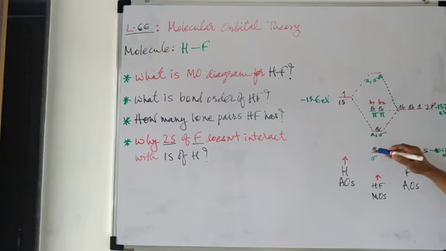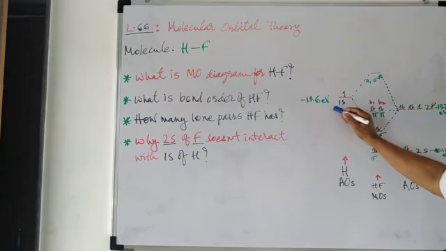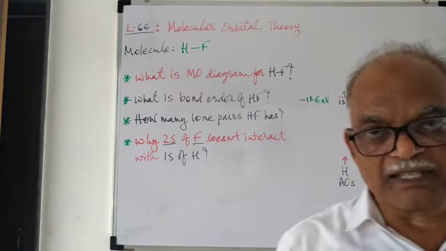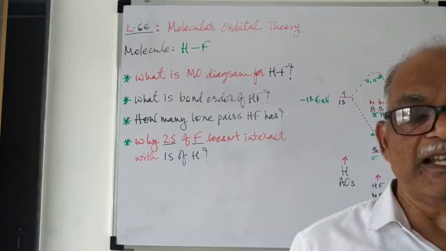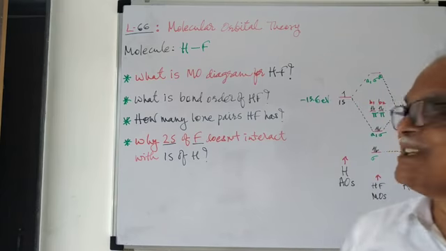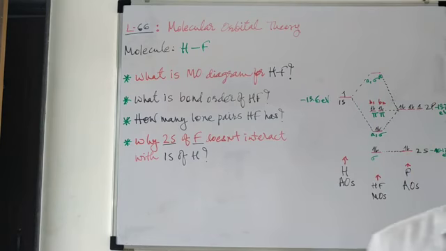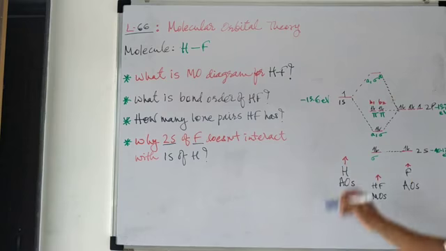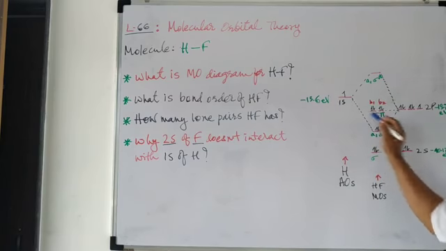If you see the difference between the energy values of the 1s of hydrogen and the 2s of fluorine, you will find that the difference is much larger. And we know that if the difference in energy between the 1s of hydrogen and the 2s of fluorine is more than 12 electron volts, then there is no interaction between them.